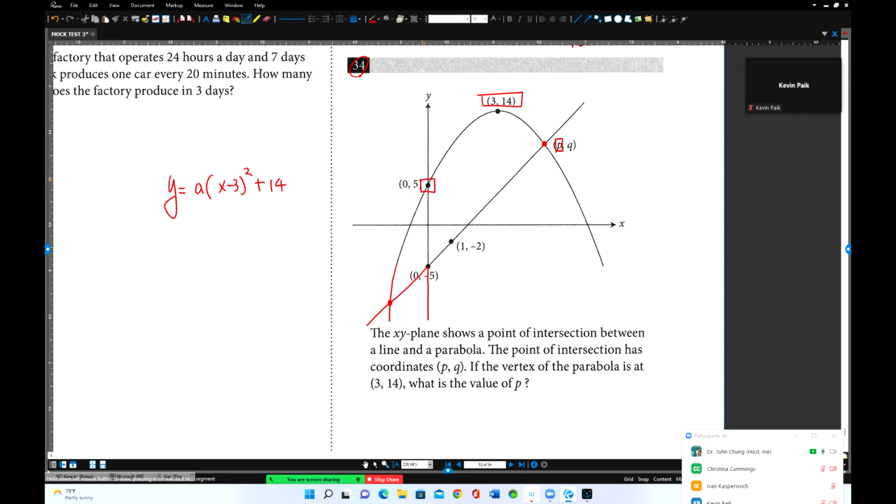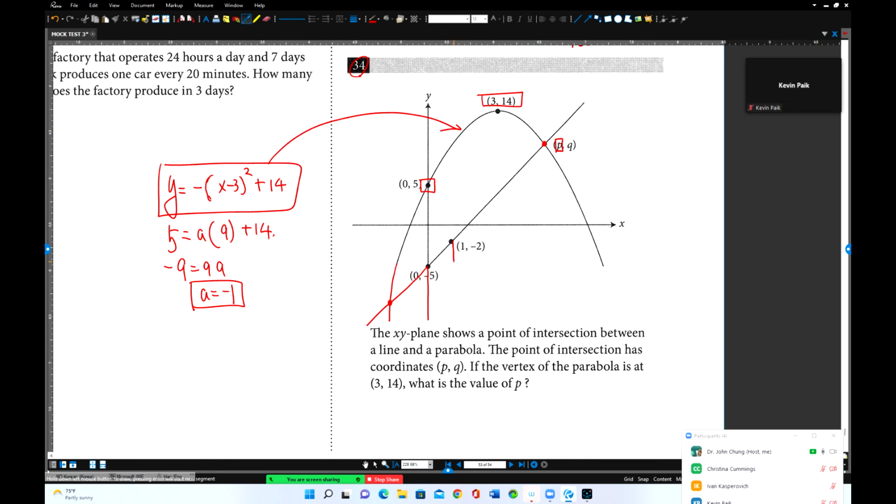We got one more point there. When x equals 0, y is 5. Negative 3 squared is positive 9a plus 14. That is negative 9 equals 9a. a equals what? Still negative 1, isn't it? So this is the equation. It looks like this one: y equals negative (x minus 3) squared plus 14. That's the equation of this quadratic.